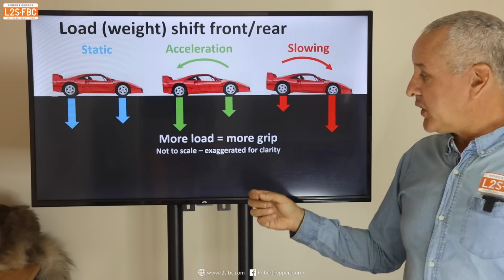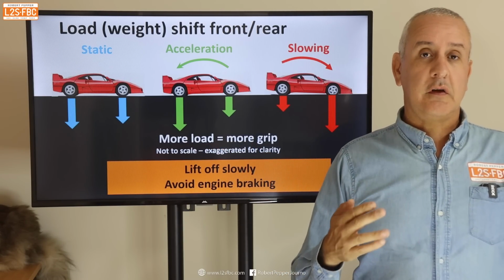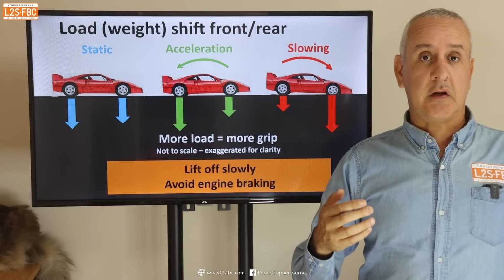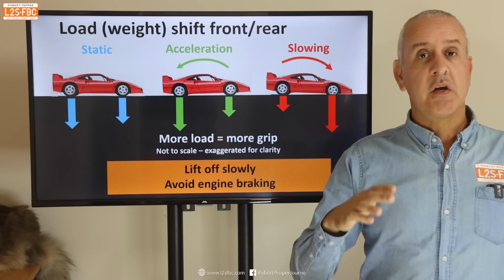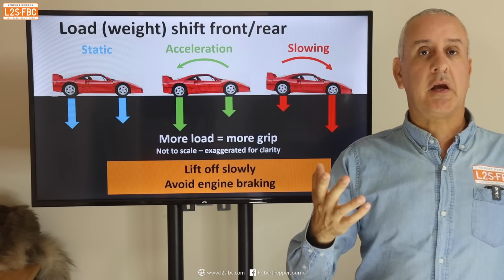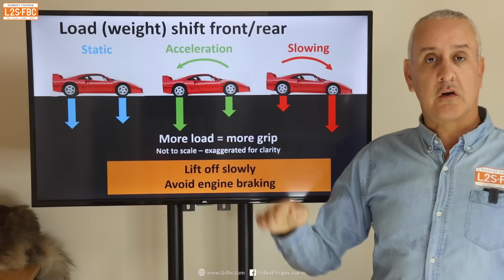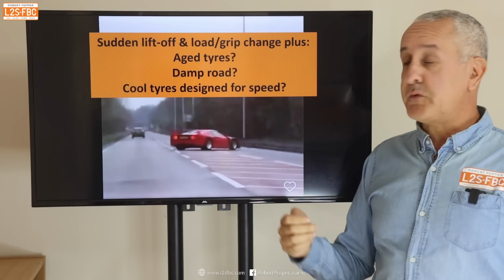So more load, more grip, and I've exaggerated a bit for scale. What do you do? Well, you've got to lift off slowly. If you accelerate harshly, then yeah, that can actually skid as well. But once you've accelerated harshly, you've then got to come off the accelerator gently, or maybe change up a gear and come off the accelerator that way. If you have this harsh on and off movement, that's what will happen. So we've got a sudden lift off and load grip change.